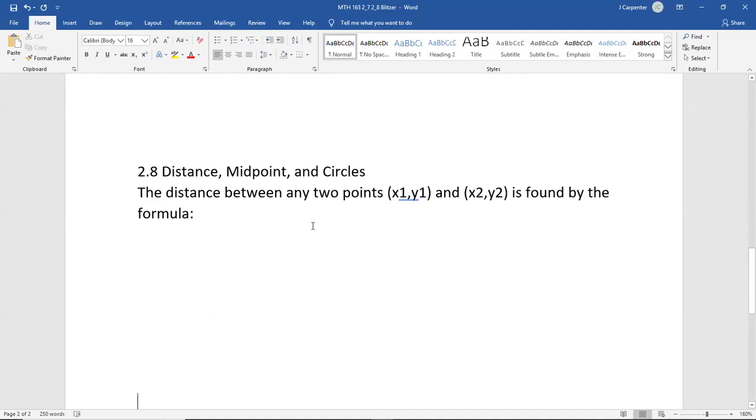2.8, distance, midpoint, and circles. You get 3 formulas in this section that you have to memorize and be able to apply.